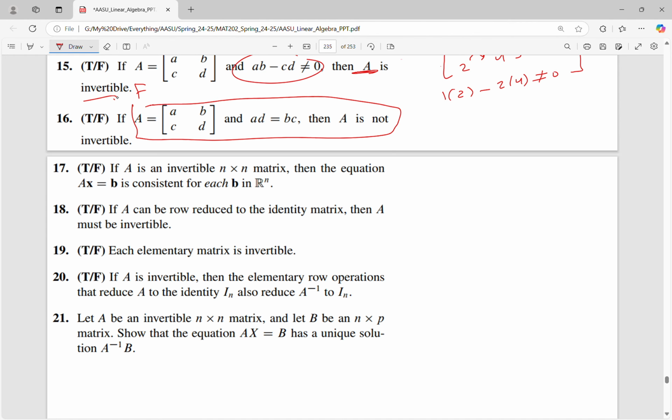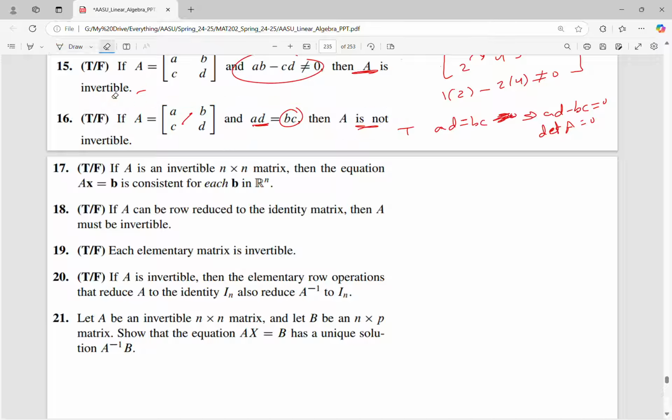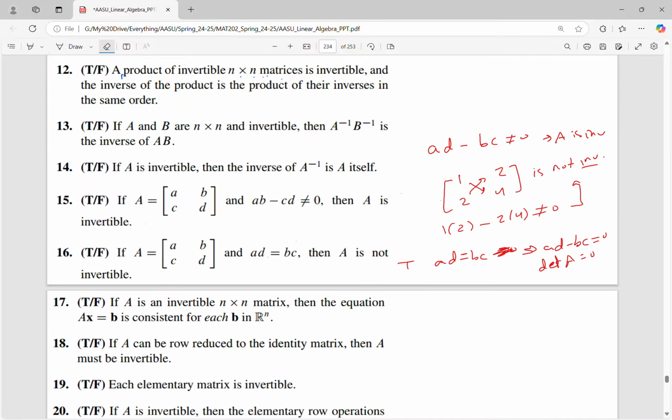If A equals D, which is this, equals BC, then A is not invertible. Of course, this is correct. Why? Because if AD minus BC equals 0, that means the determinant is 0, which means the matrix is not invertible. Again, these examples summarize everything. They test our understanding.